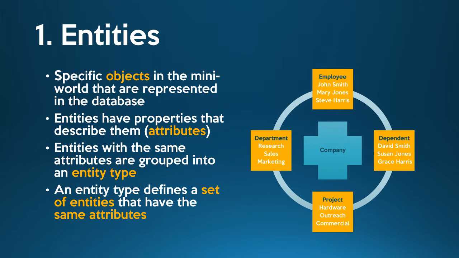First we're going to define the entities. There are specific objects in the mini world that are represented in the database, like I said, students, departments, and things like that. Entities have properties that describe them. These are the attributes. A department, for example, would have a department number, a name, the employees that work in it, things like that. Entities with the same attributes are grouped into an entity type.